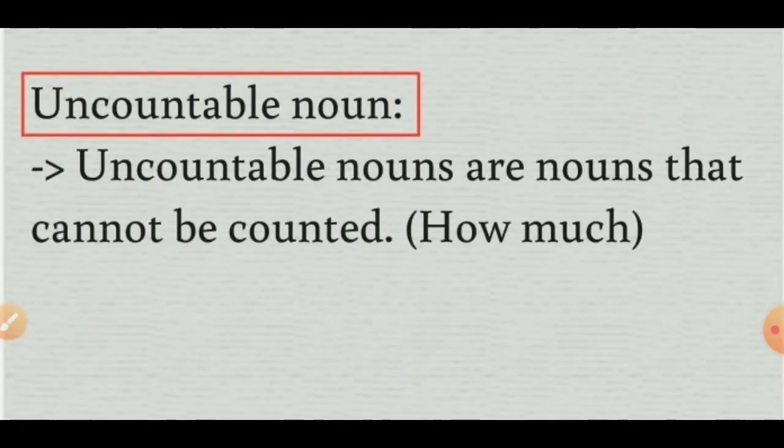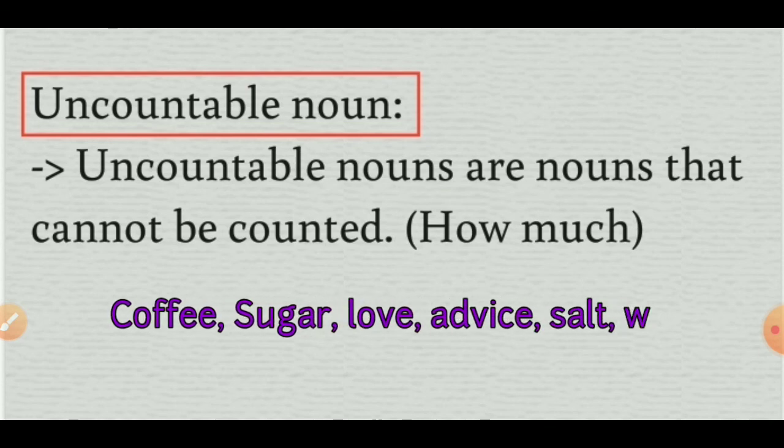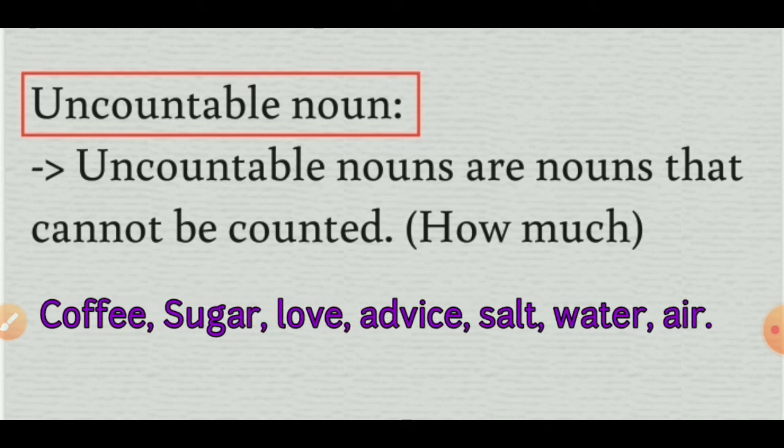Next, uncountable nouns. Uncountable nouns are nouns that cannot be counted. And these uncountable nouns are related to questions like how much. Examples of uncountable nouns are coffee, sugar, love, advice, salt, water. So all these are uncountable nouns.